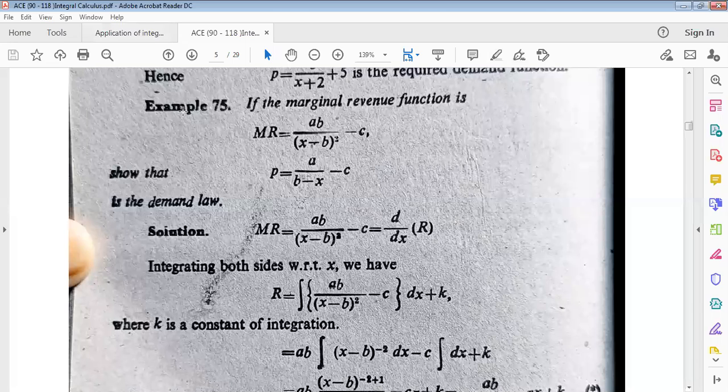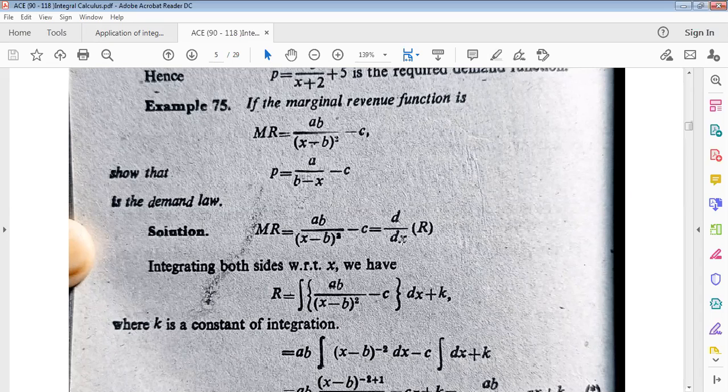Now next example: if the marginal revenue function is this, a similar function, marginal revenue is given, show that the demand function is this. We have to prove a condition. That means price equals a divided by b minus x, minus c. c is the cost actually, x is the number of units, and p is the price. Show that this is the demand law for this marginal revenue. And the marginal revenue is given as ab divided by x minus b whole square, minus c.